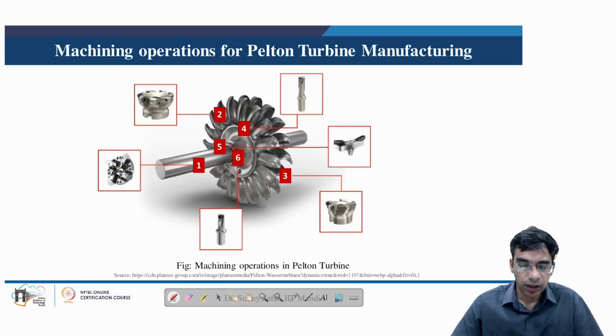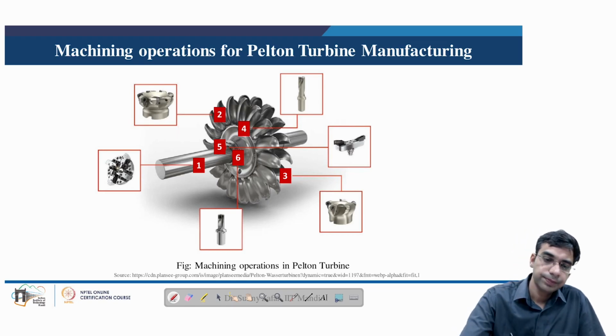So here we can see how machining operations are specifically used in Pelton turbine manufacturing. As we have seen earlier, Pelton turbine is basically an impulse turbine in which on these 6 components essentially the machining operations are carried out. We will see in detail each of the components, how machining operations are carried out, what are the machine tool, cutting tool, etc. used, and what are the outcomes of the machining process.